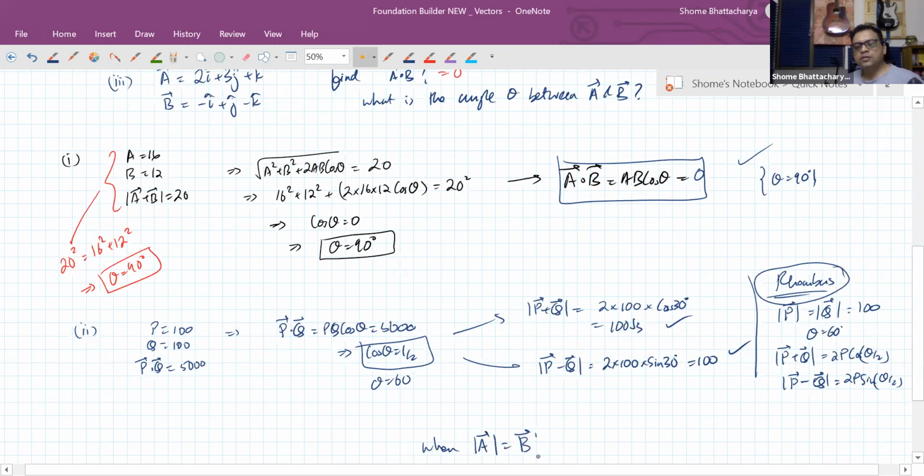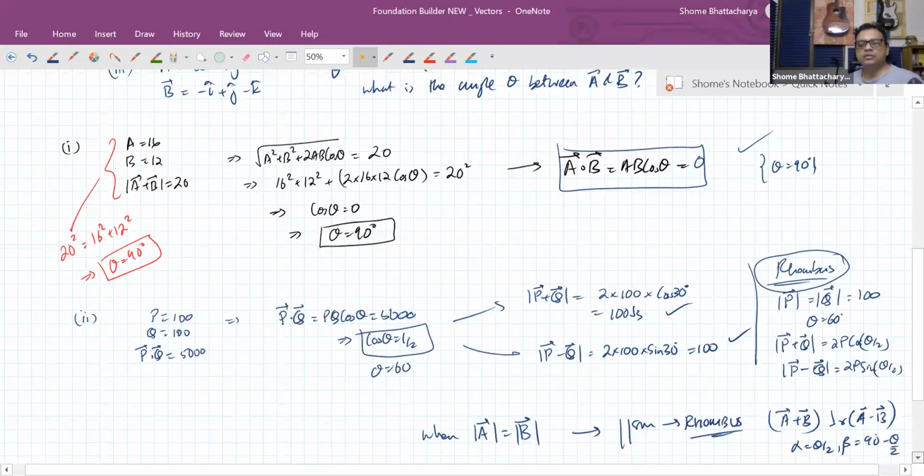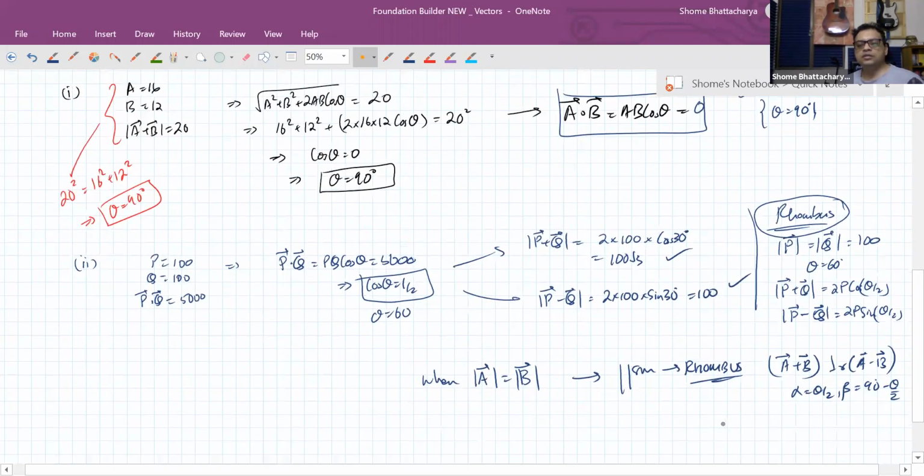okay, then your parallelogram becomes a rhombus, and it has these properties that A plus B is perpendicular to A minus B. Okay, and alpha is equal to theta by 2, beta is equal to 90 minus theta by 2, and it also has that special formula that magnitude of A plus B is 2A cos theta by 2, and magnitude of A minus B is 2A sin theta by 2. So this is the formula that I've used for this one over here.